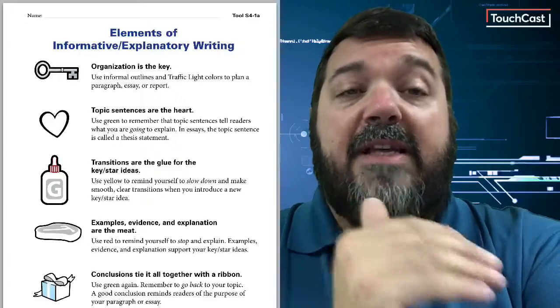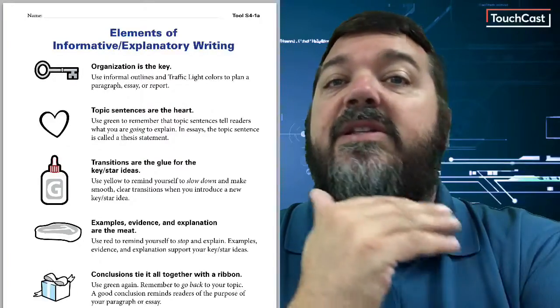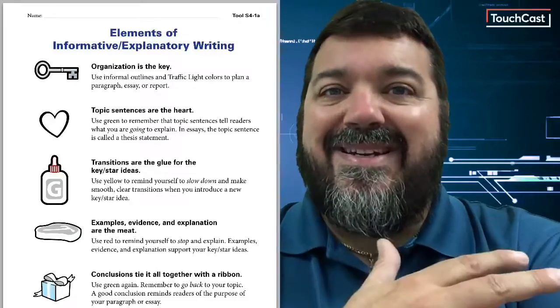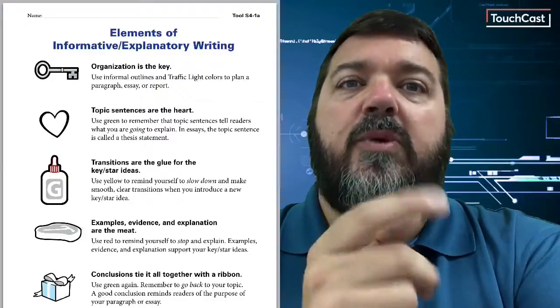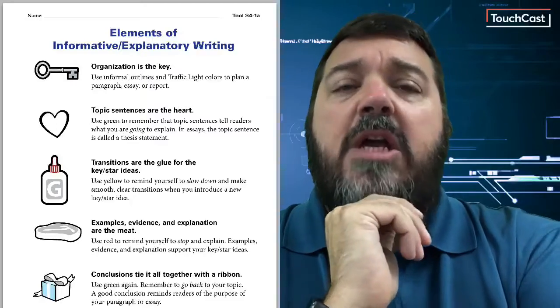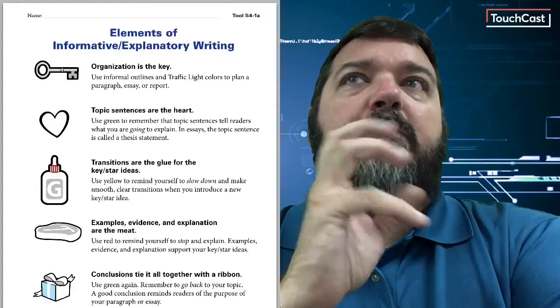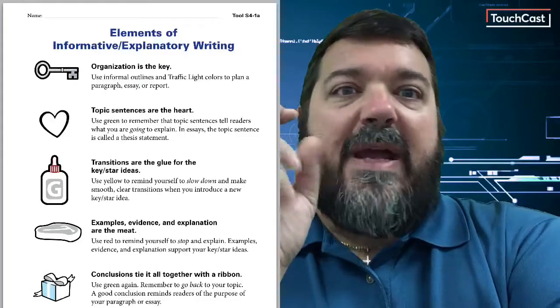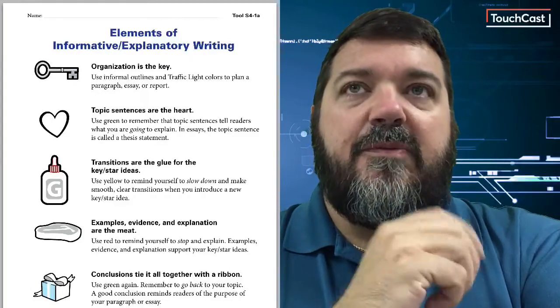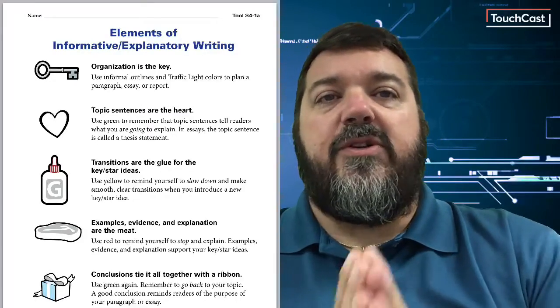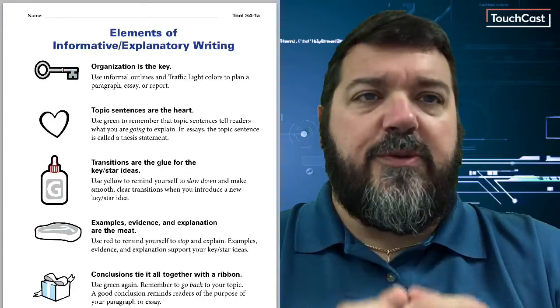Next, we're going to have our examples, our evidence, and our explanation. This is our elaboration. We're also going to use that term. We elaborate, we expand on. There are lots of different terms. We'll get into that a little bit in another video. This is going to be highlighted in red because this is the meat. So we're going to use the red meat, the sustenance of our paper. This is really the evidence that we're using that's going to support our arguments and prove that we're doing what we're supposed to be doing.